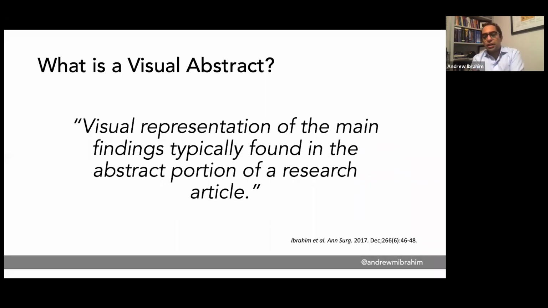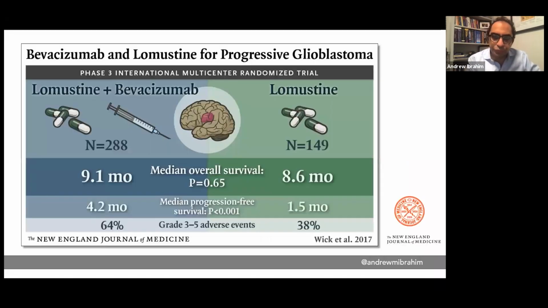So what is a visual abstract? A visual abstract is a visual representation of the main findings typically found in the abstract portion of a research article. Now that's the number one violation of defining something: using the word in the definition. So it's probably easier if I just show you.